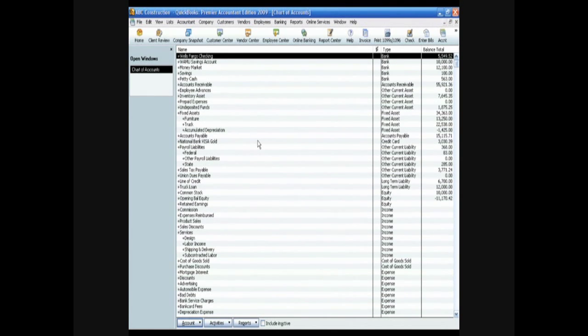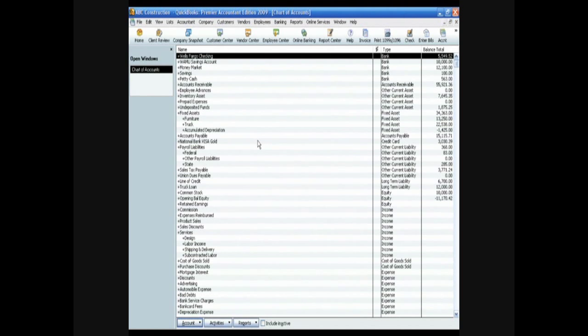What I want to do first is talk about the basics for chart of accounts and how it relates to what type of entity that you are, whether you're a sole proprietor, an S Corp, or a C Corp. And those are the three main entities that I deal with on a daily basis.